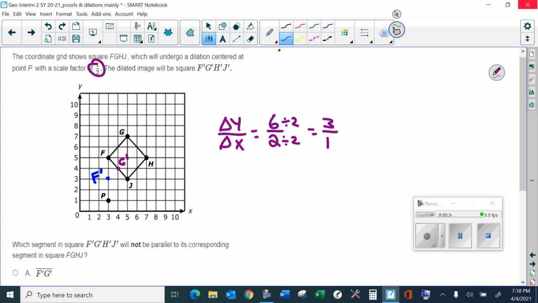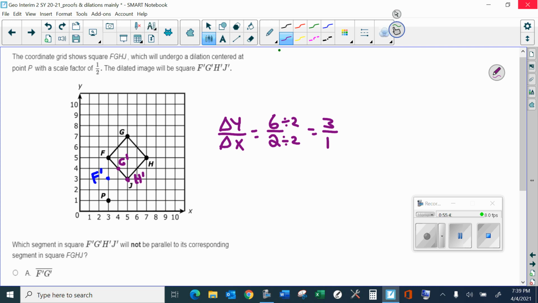If the scale factor was 1/3, I would divide each of the coordinates by 3. If it was 1/4, I'd divide them each by 4. Okay, so I'm going to do the same thing with P to H, or I could look at it. It's 1, 2, 3, 4 diagonals. So now I just go 2 diagonals instead.